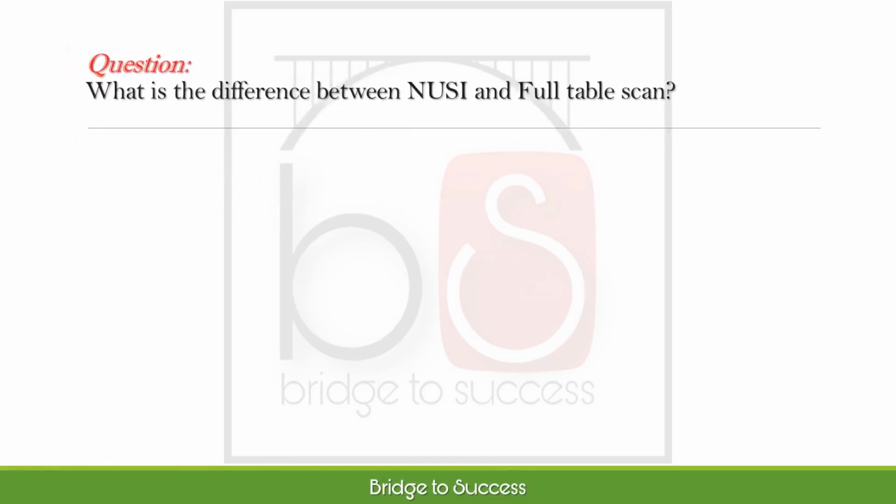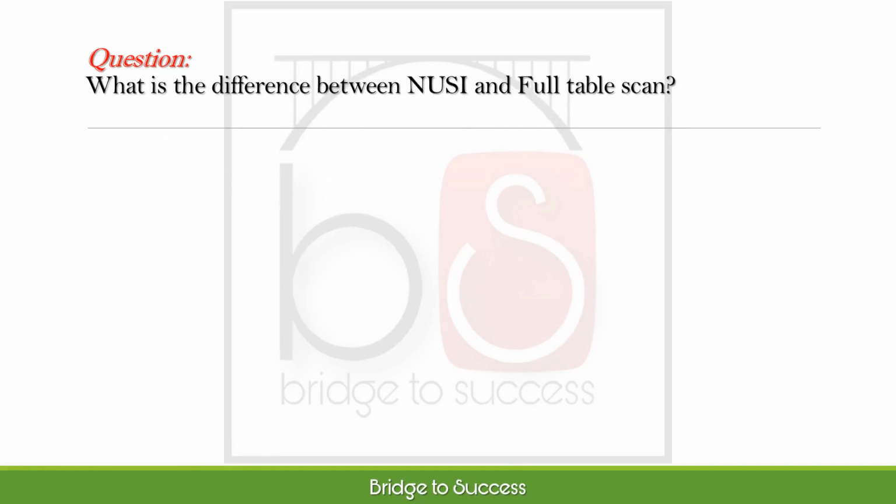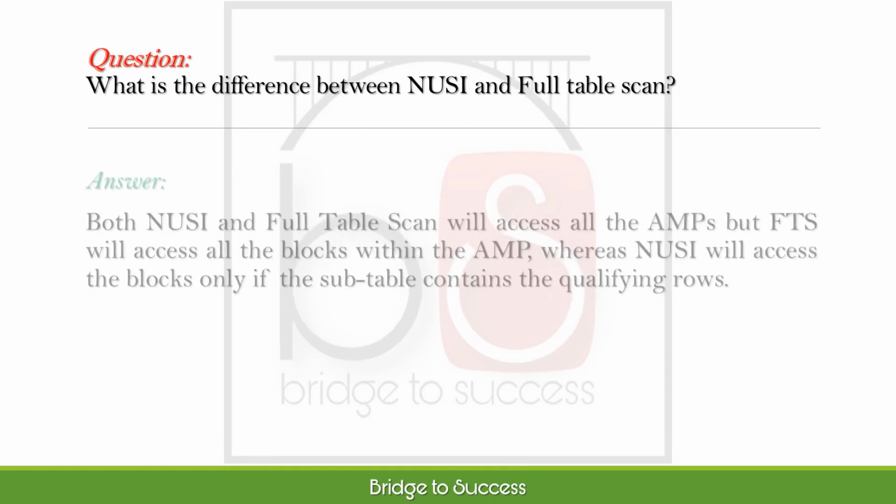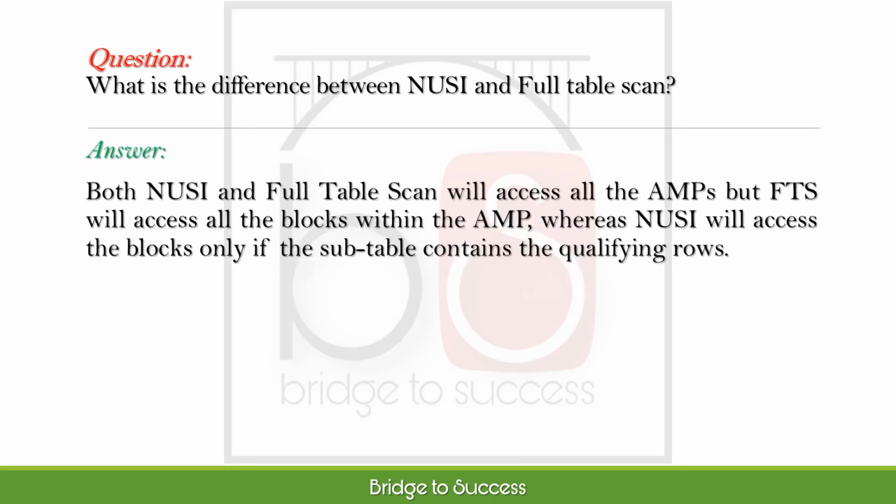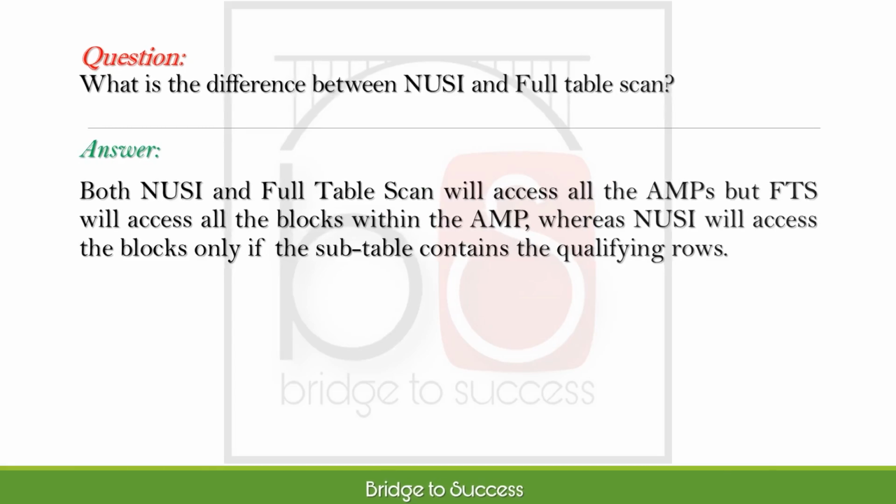What is the difference between non-unique SI and full table scan? Both non-unique secondary index and full table scan will access all the AMPs, but FTS will access all the blocks within the AMP, whereas non-unique secondary index will access the blocks only if the subtable contains the qualifying rows.